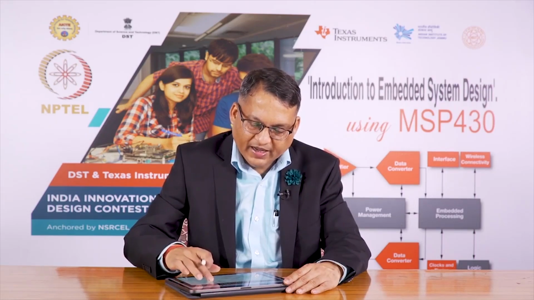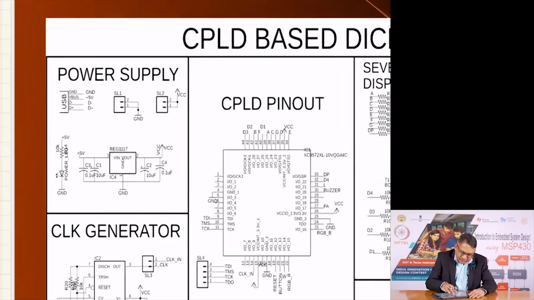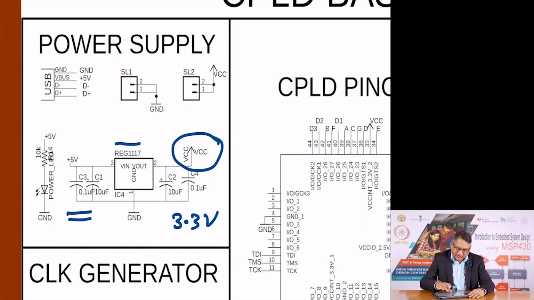This is the schematic diagram of the CPLD based dual dice game. Here is the power supply. As you see, the input is a 5 volt source. It produces VCC, which is in this case 3.3 volts. It uses a voltage regulator called 1117.